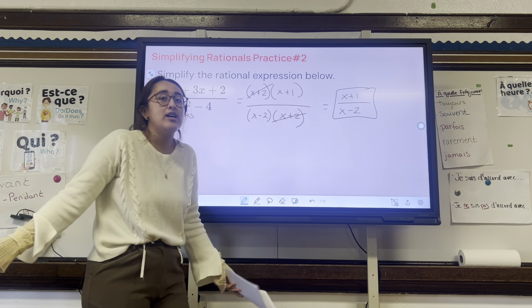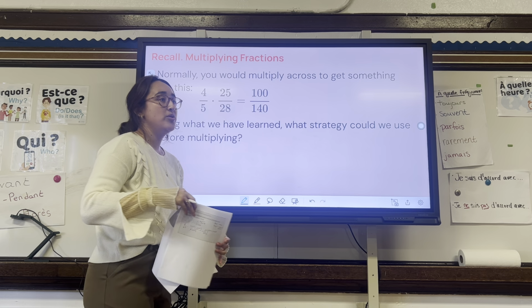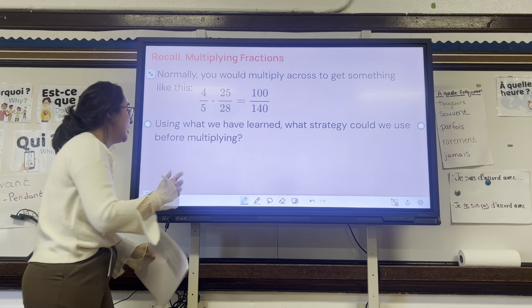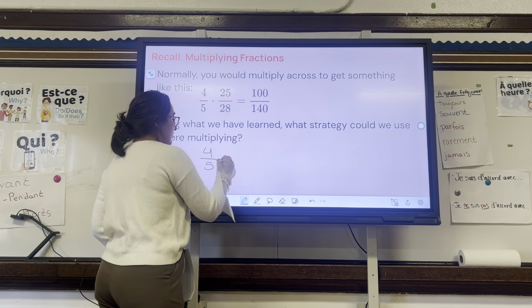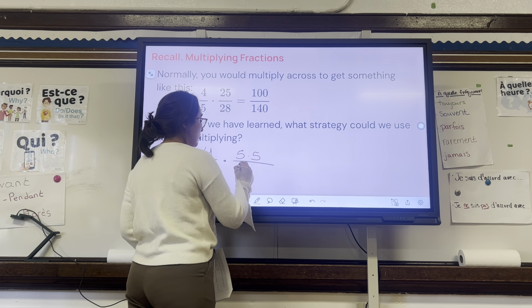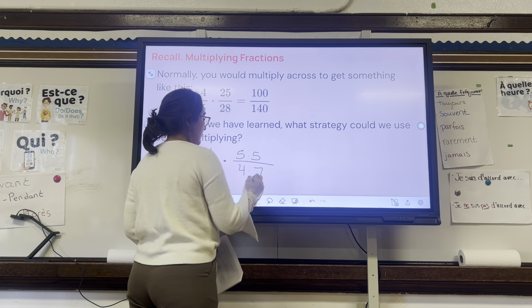Alright, so now we're going to move on to multiplying. Just like when you multiply fractions, it works the exact same way, okay? So we got 4 times 25 is 100, 5 times 28 is 140. However, there is a strategy we could use that would make this easier. 4 over 5 cannot be simplified, but 25 breaks down into 5 times 5, and 28 breaks down into 4 times 7, all right?